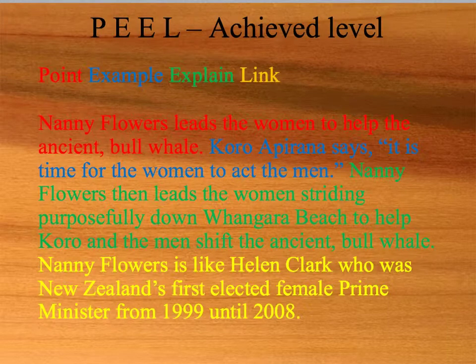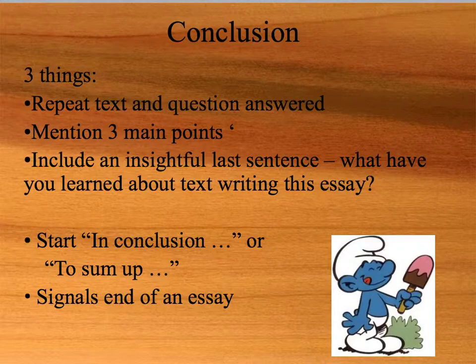Okay, and this is a 3rd example. This is just achieve level, but this is using Nanny Flowers rather than Kahu. If you need to, have a pause and have a read of what I've done, again, looking at the various sections based on the color coding so you can see how you use Peel. Point, example, explain, link.